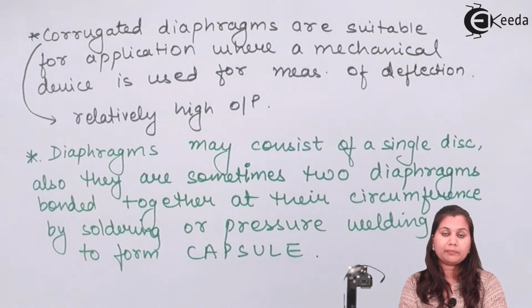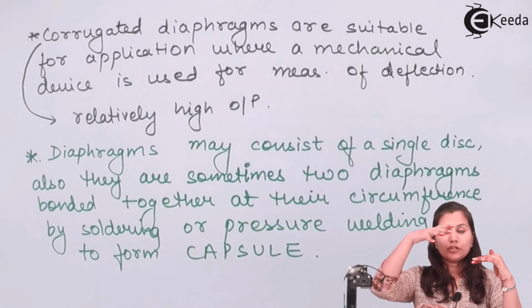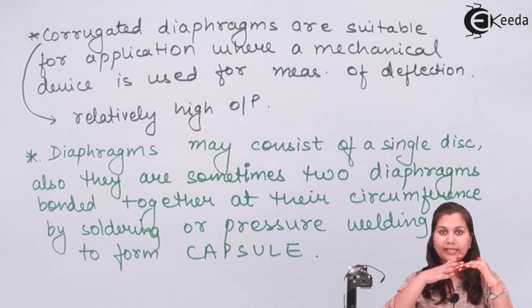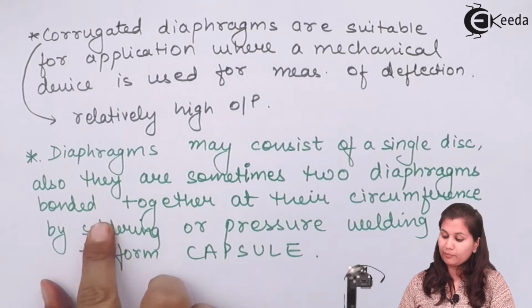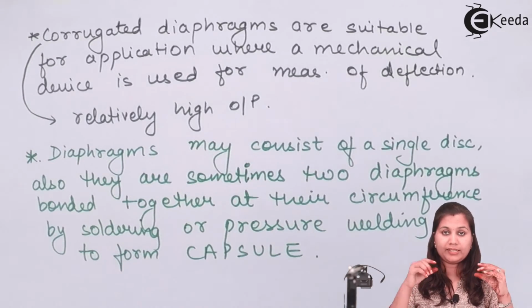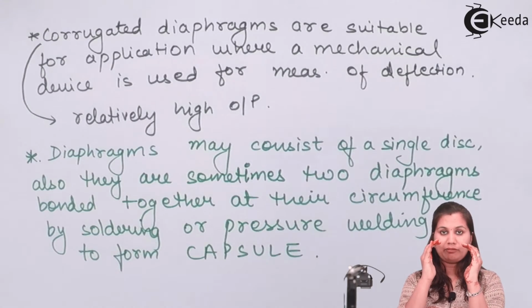So diaphragms generally consist of a single disc. As you have seen in the diagram, we had the flat diaphragm. When pressure is applied, it gets deflected. Now there are sometimes when two diaphragms are bonded together at their circumference, meaning one diaphragm will be like this, and the other diaphragm will be like this.